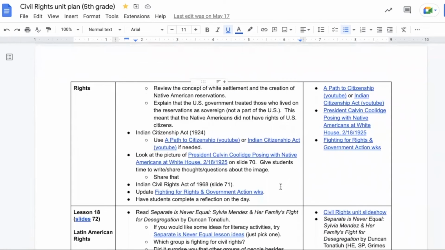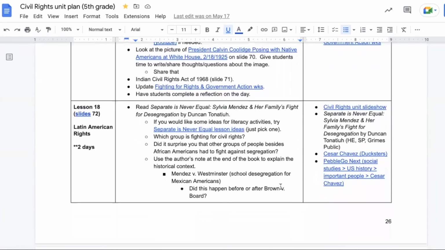Native Americans living on these reservations, even though they were forced there by the government, were not treated as American citizens. The Indian Citizenship Act of 1924 helped change that, but it was the Indian Civil Rights Act of 1968 that granted citizenship rights to Native Americans.